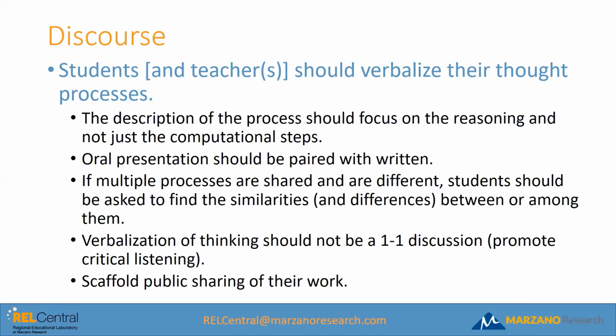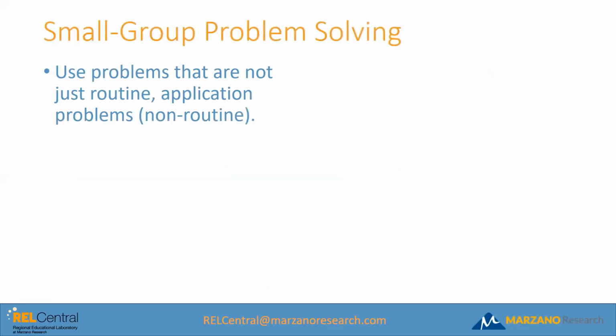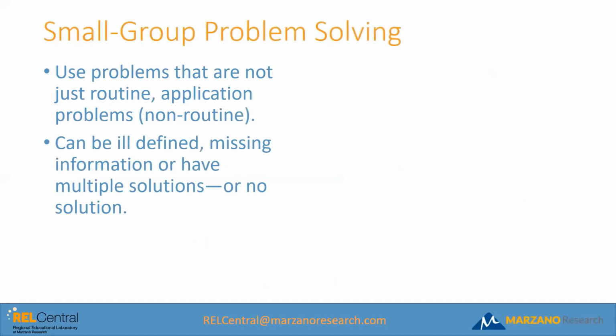Another part of explicit instruction that we want to be sure happens in the classroom is to provide small group problem solving. In this, we want to think about not giving just routine problems or application problems that are solved with an algorithm or a step-by-step process. We also want to focus on non-routine problems.